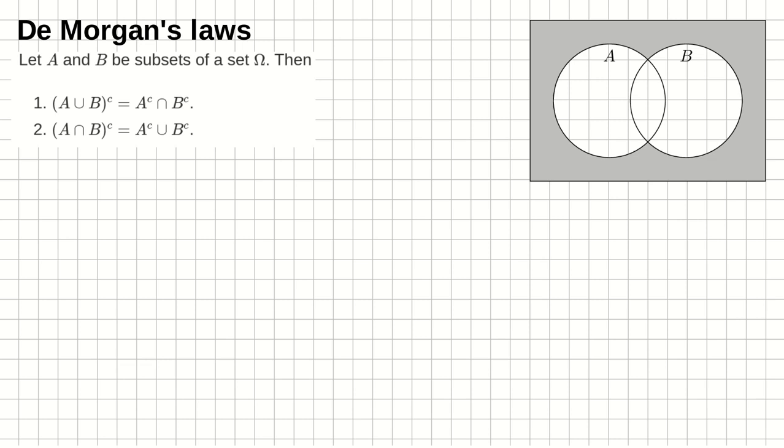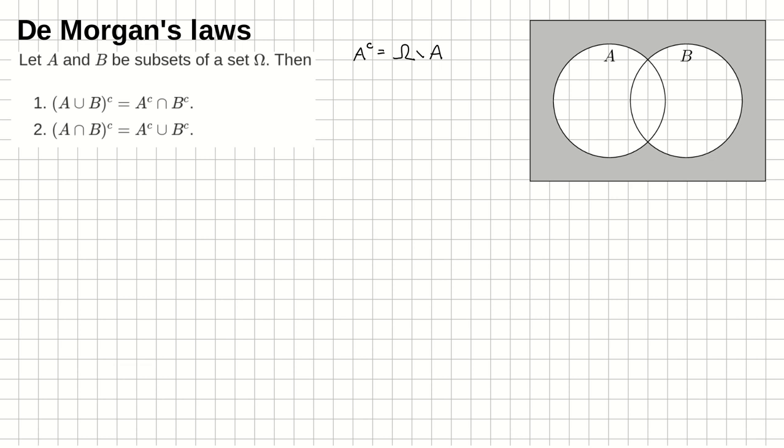The setup for De Morgan's laws is that you have two sets A and B, which are subsets of some larger set omega. I'll remind you of the notation we used in our first video when we talked about subsets and membership and complements. When you have a subset A of a set omega, the complement of A in omega, which you write as A^C, is defined to be the set difference omega take A. That is, every element of omega which is not an element of A.